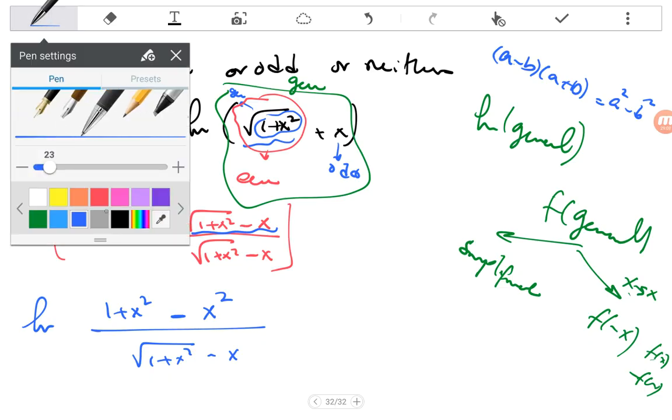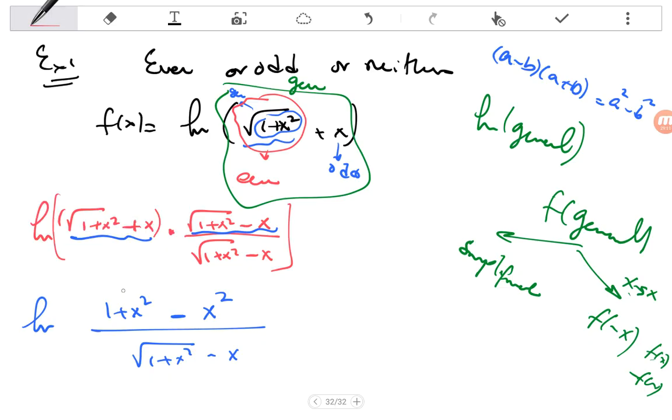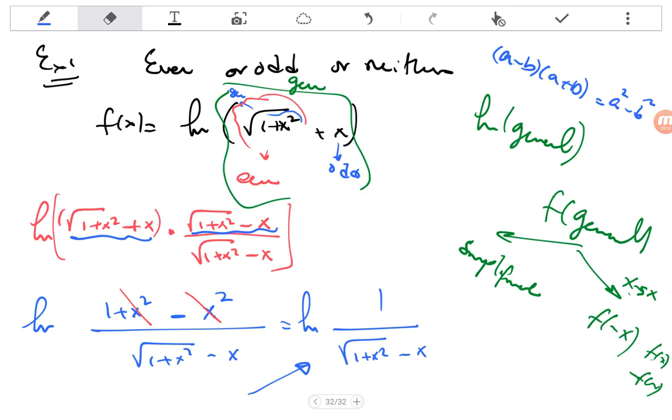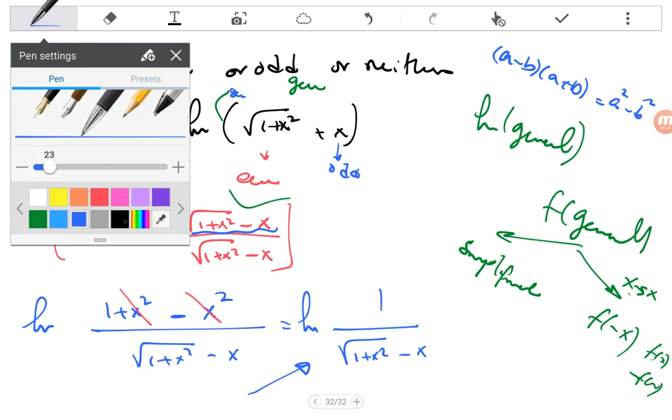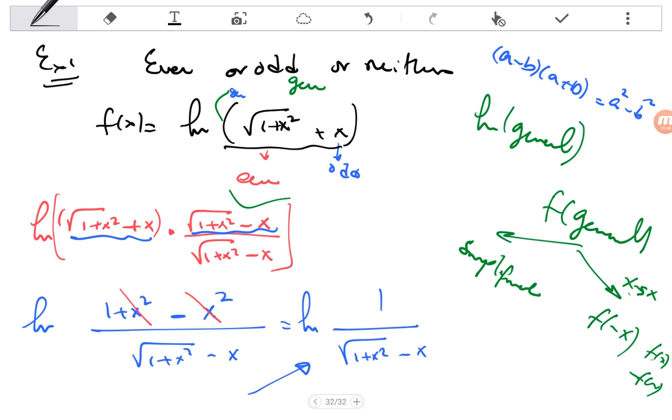So what is the numerator in this case? I may cancel x squared with x squared. So I will have ln of 1 over root 1 plus x squared minus x. Now if you look closely at this expression and that original expression, what do you see as the relation between these two expressions?